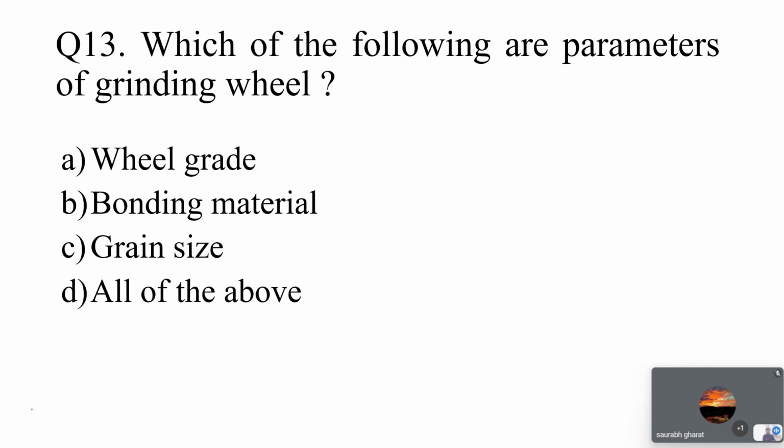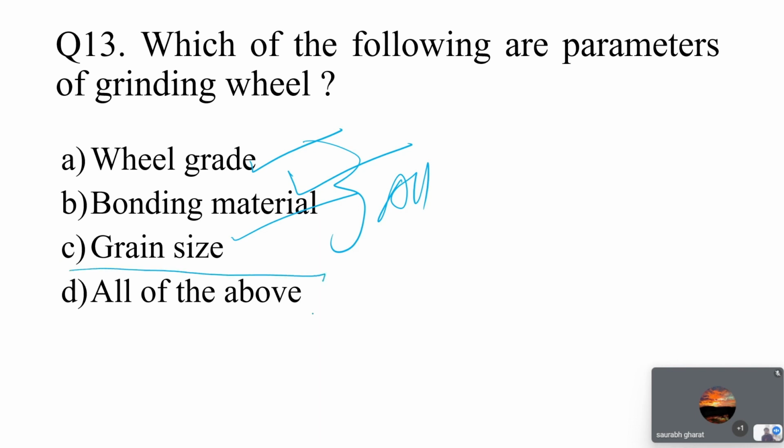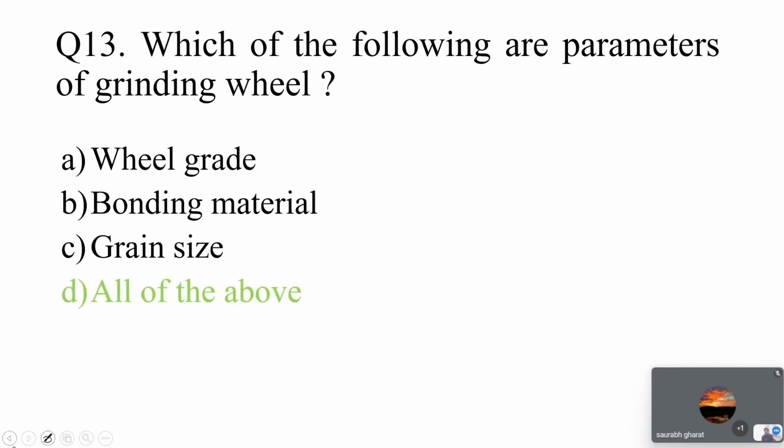Which of the following are parameters of grinding wheels? So wheel grade, okay, wheel grade is the bonding material. Yes, it is. Again grain size, yes. All three are actually your parameters for grinding wheels. Okay, all of the above is correct.